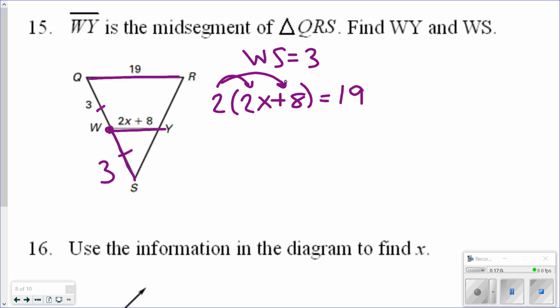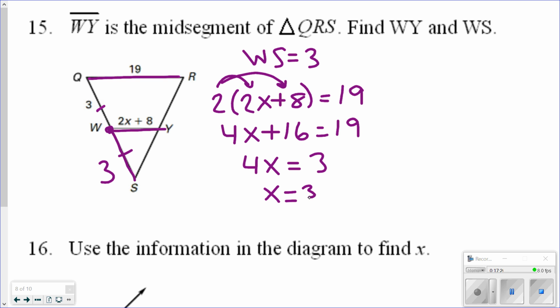I then am going to distribute inside the parentheses, which gives me 4x plus 16 is equal to 19. Subtract 16 from each side. I get that 4x is equal to 3. And I end up getting that x is equal to 3 over 4, 3/4. But that's not what it asked. It asked, what is the length of WY?